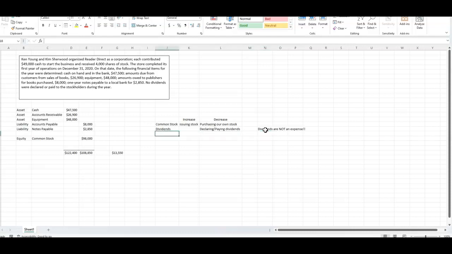The other thing that might change this is revenues. Revenues is money that we earned. So whenever we earn revenues, that increases our equity. We can't bring in revenues and decrease equity, so it has to be a positive here. And the other thing that changes equity is expenses.